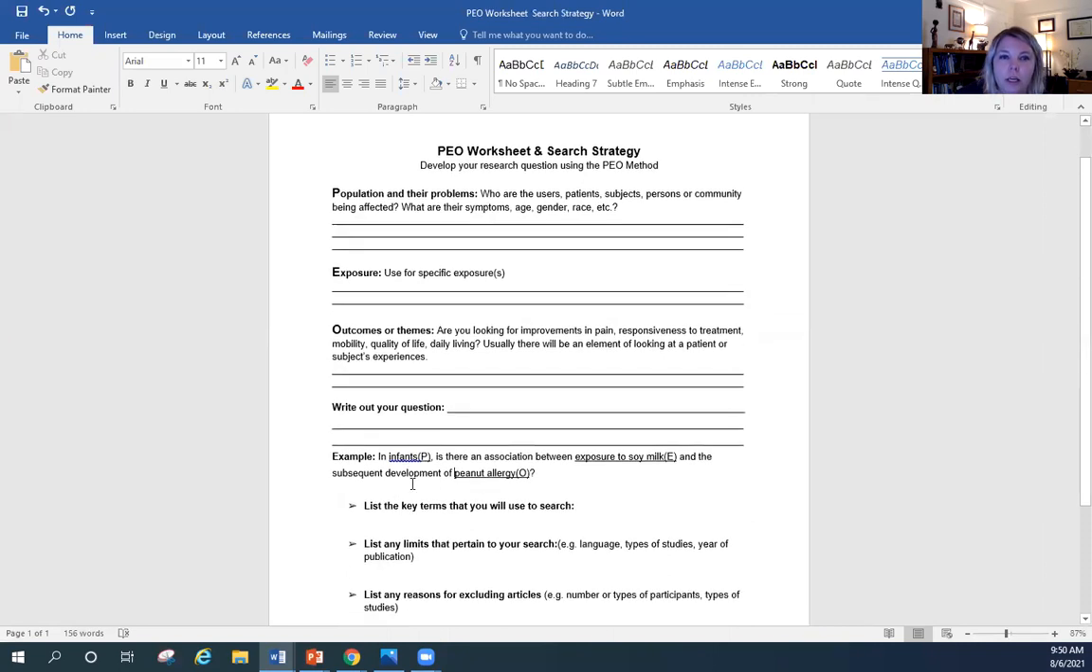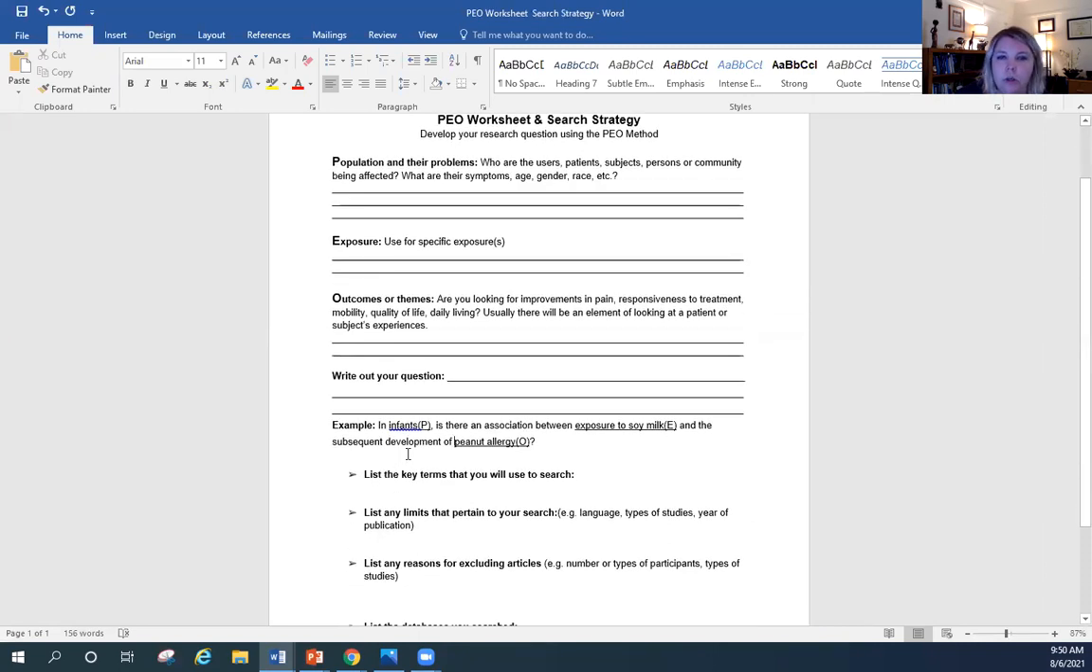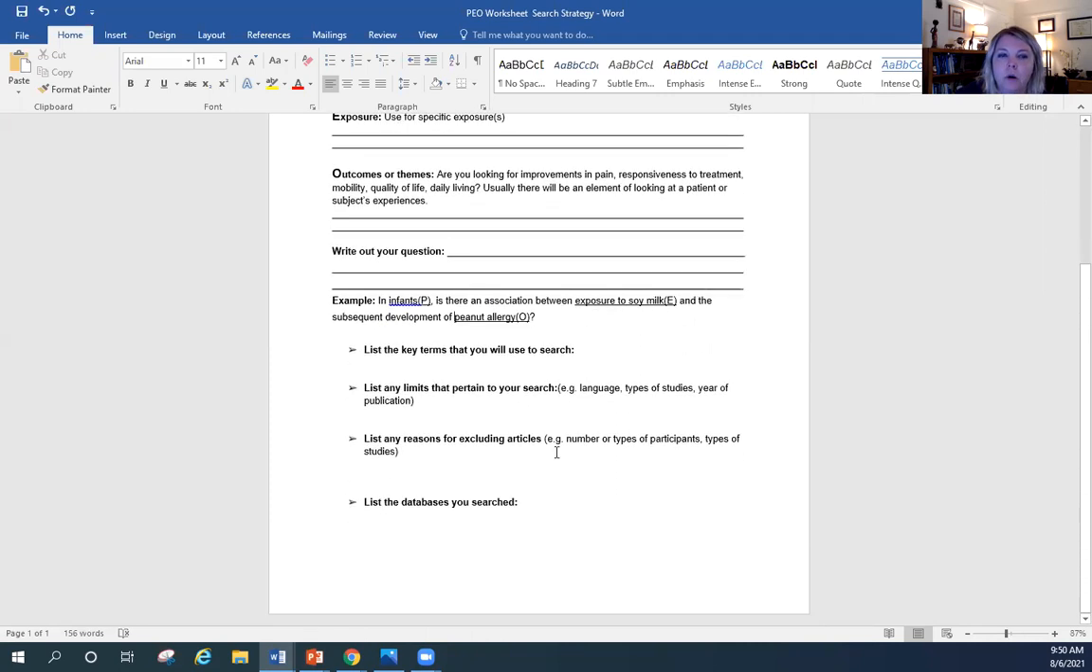An example is: in infants, is there an association between exposure to soy milk and the subsequent development of peanut allergy? So when you write your literature review, we want to have a good method section once you're completed with that. So this is going to help you in having a good, clear search strategy, and then ultimately with that method section once you're ready for that later.